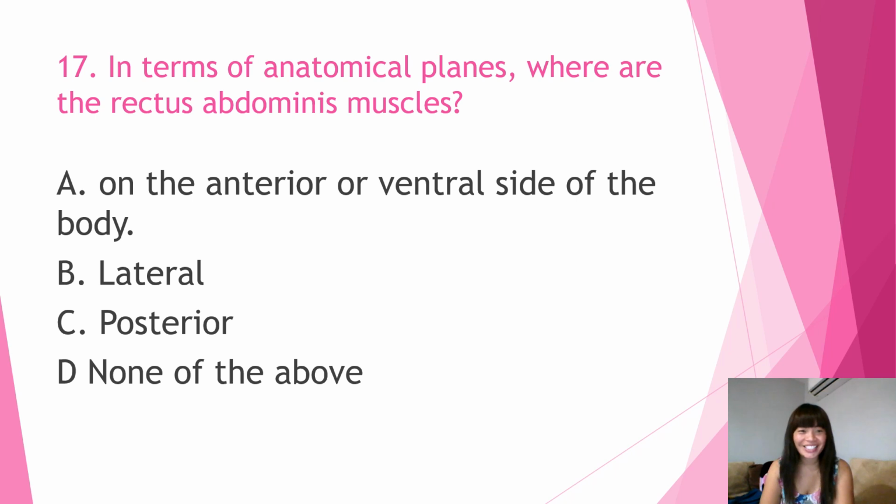Okay, so next question. In terms of anatomical planes, where are the rectus abdominis muscles? A, on the anterior or ventral side of the body. B, lateral. C, posterior. Or D, none of the above. Okay, the answer to this is letter A, on the anterior or ventral side of the body.